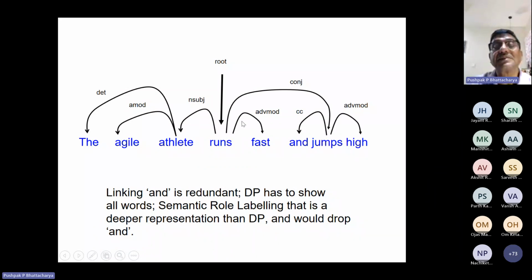Runs fast, adverb modifier, you have given. Runs and jumps. So runs, conjunction, jumps. Jumps, coordinating conjunct, and jumps high is adverb modifier. There are two adverb modifiers in the sentence. Runs fast, adverb modifier, and jumps high, adverb modifier.